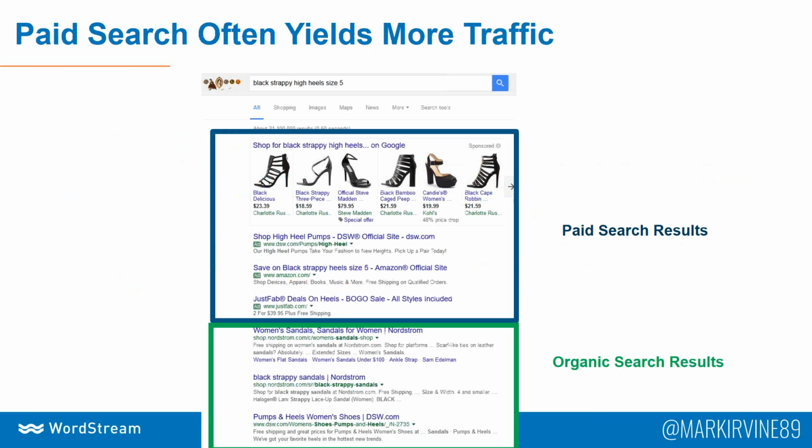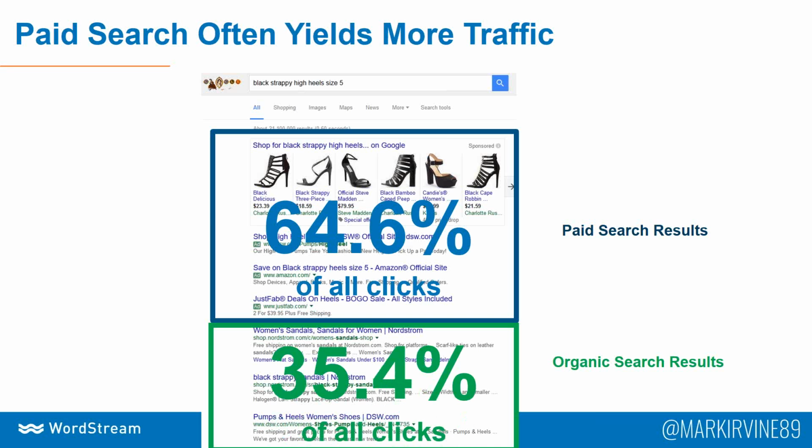And because paid search ads often sit at the top of the SERP, you'll also be surprised at how much traffic they can drive. For a very commercial query, such as black strappy high heel shoes size 5, you're going to see a lot of results at the very top of the search. Most of the clicks from a query such as this, about 64.6% of all clicks for a commercial search like this, are going to go to the paid results at the very top. And much less, about 1/3 of all the traffic, is going to go to the organic results.